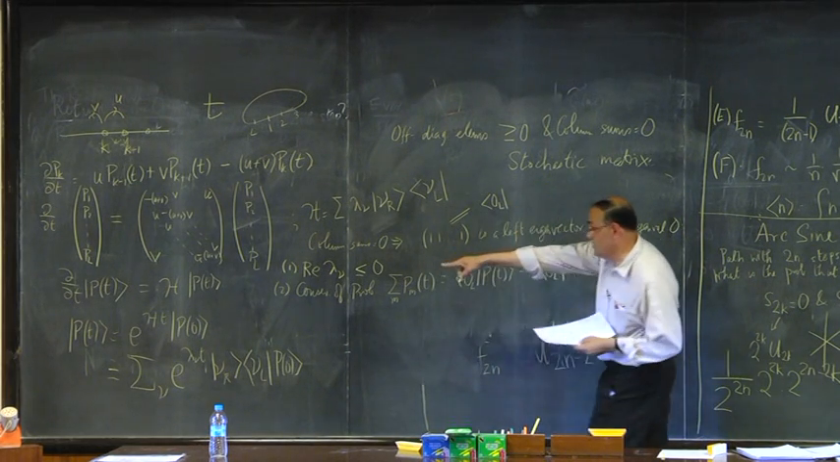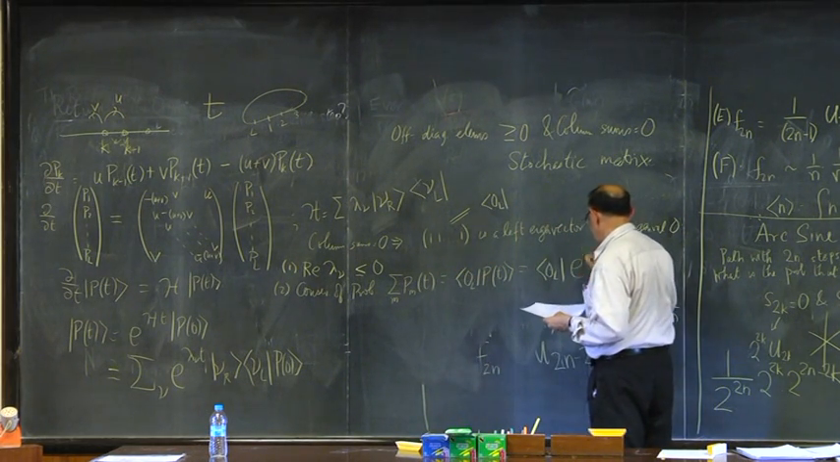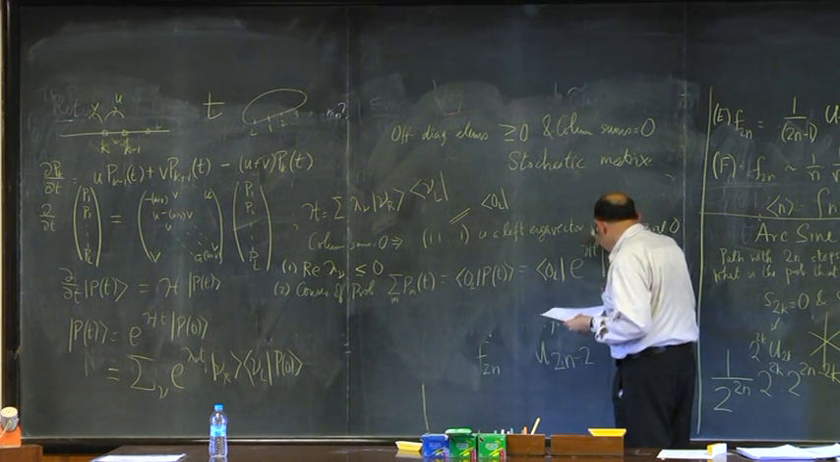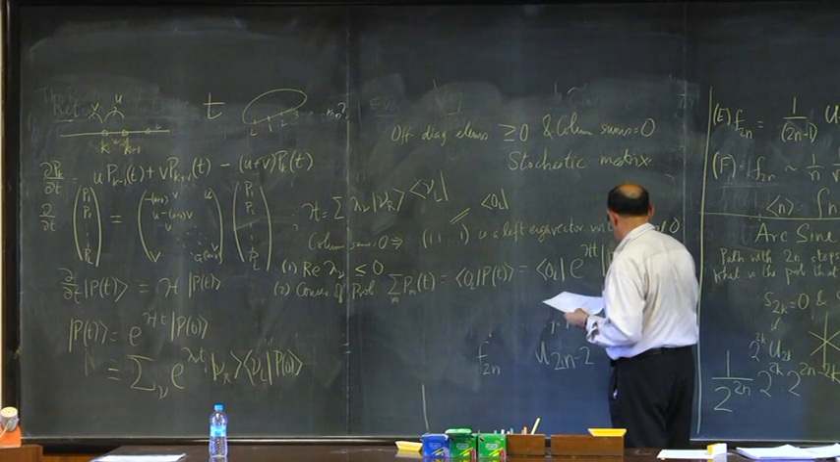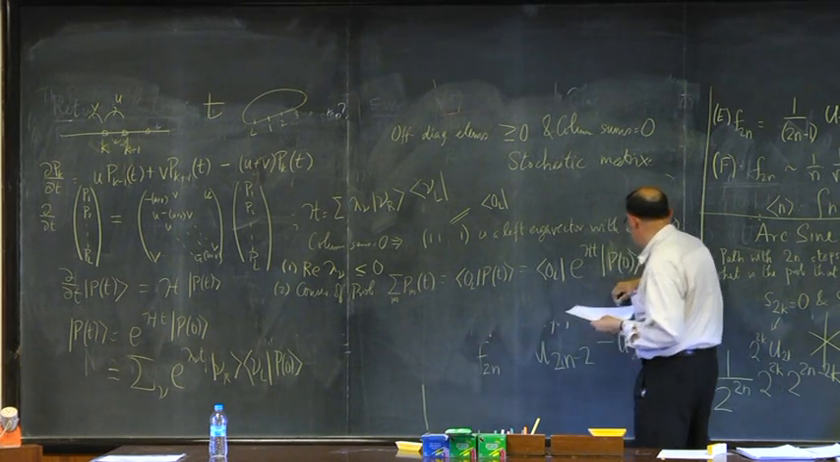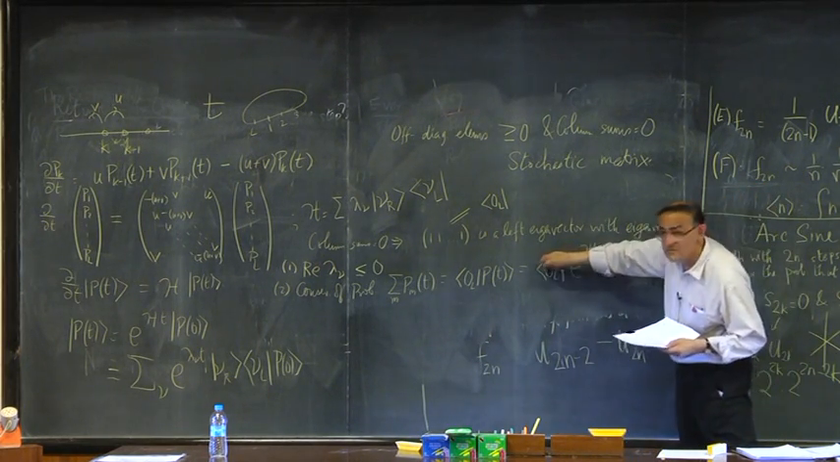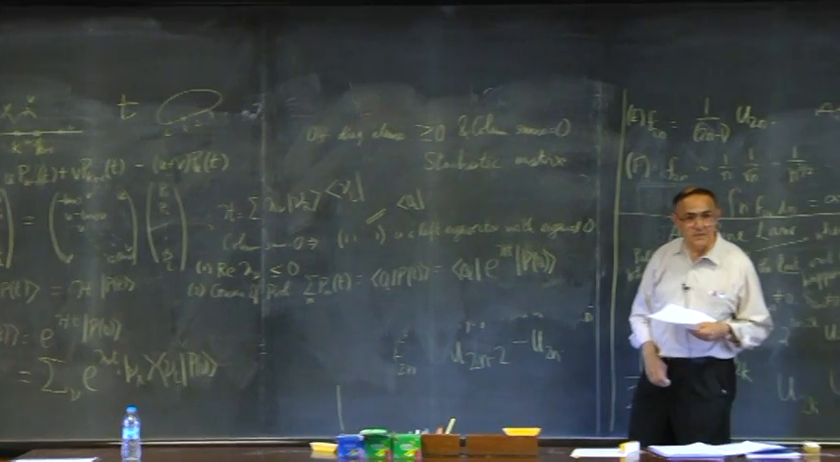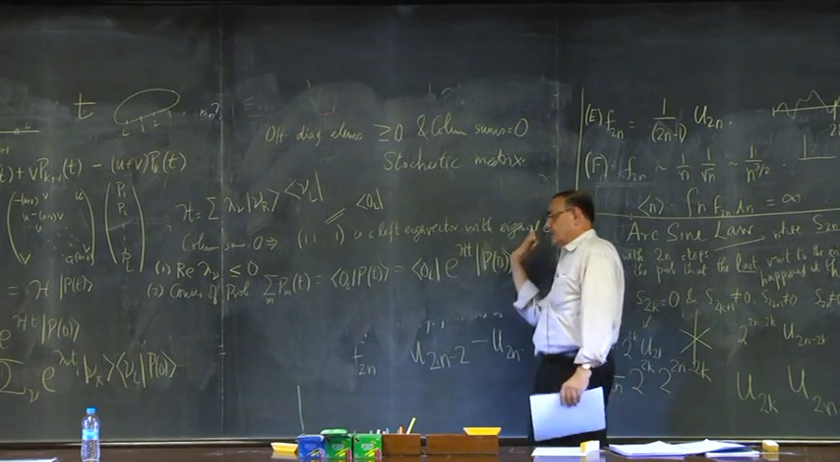What is p of t? We found it. It is e to the Ht operating on p at time 0. Okay, this is the 0 eigenvector, and this is time 0. You don't get mixed up. This is the evolution. But now operate on the left.